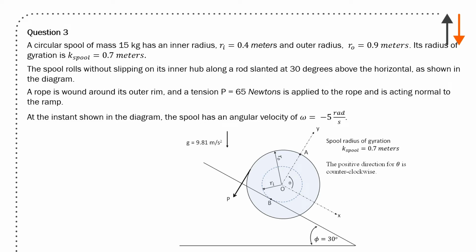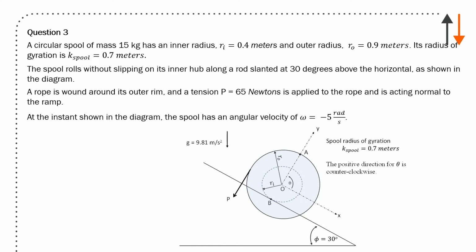Moving on, a circular spool of mass 15 kilograms has an inner radius of 0.4 meters and an outer radius of 0.9 meters. Its radius of gyration is 0.7 meters. The spool rolls without slipping on its inner hub along a rod slanted at 30 degrees above the horizontal, and you can see all of this in the figure.